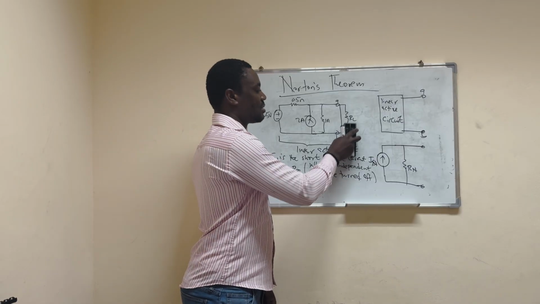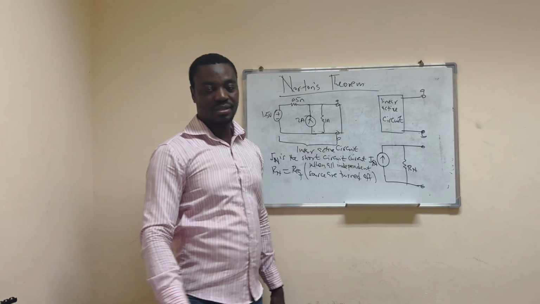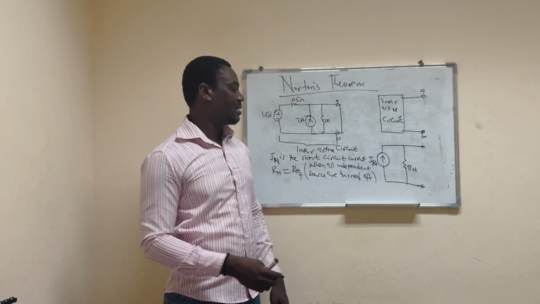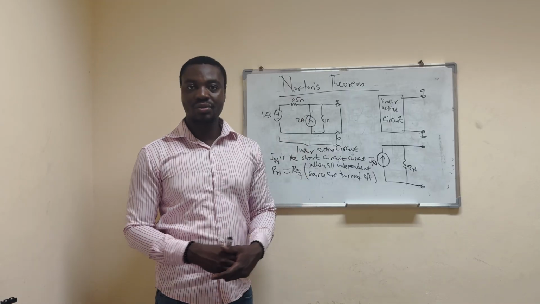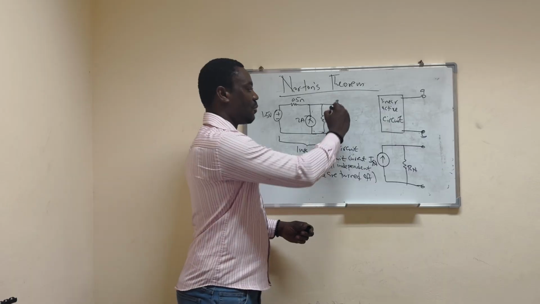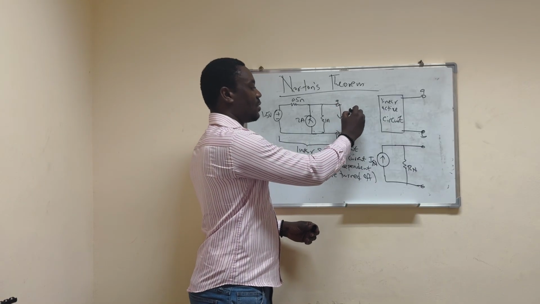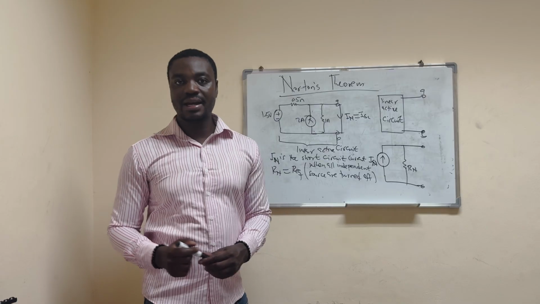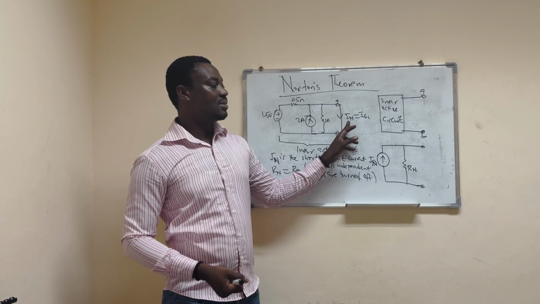So now, since all the current will pass through the wire, we can remove the load resistor, and then we get such a circuit diagram. So the current in the wire is what we refer to as the short circuit current, which is the same as what? The Norton current.